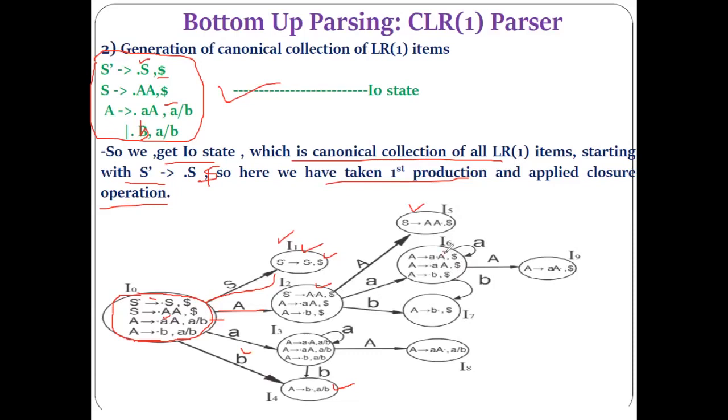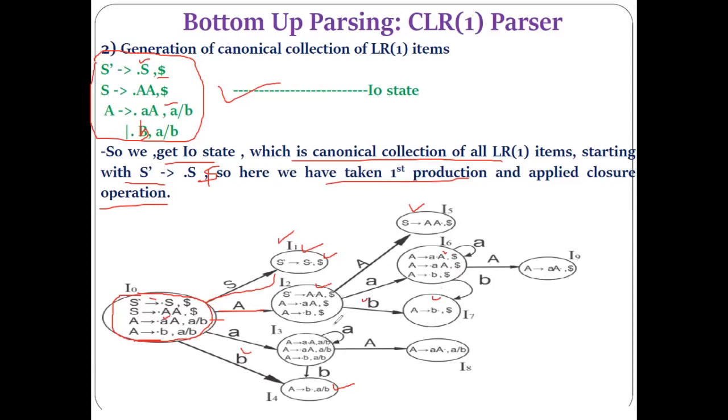Then again, here we get the dot before the non-terminal A, the dot at the left-hand side of this non-terminal. So again, you have to add the closure operation, you have to add the productions related to A. These are A derives dot a, dollar, and A derives dot b, dollar. Then here again, go to on the terminal B. Here we get the next final item, that is I7, which is nothing but A derives b dot, and dollar.